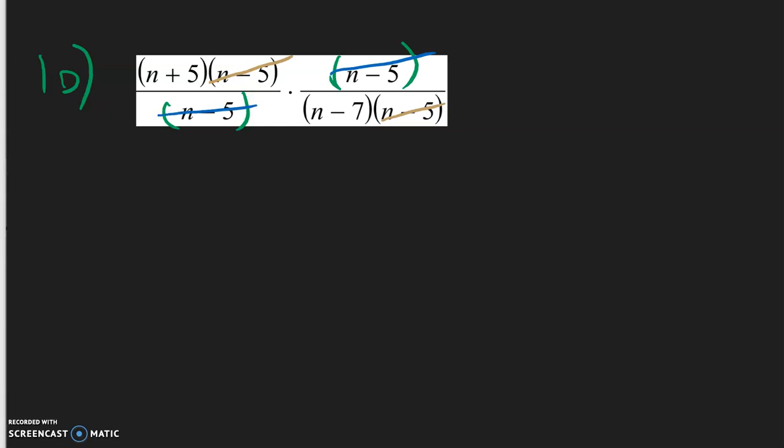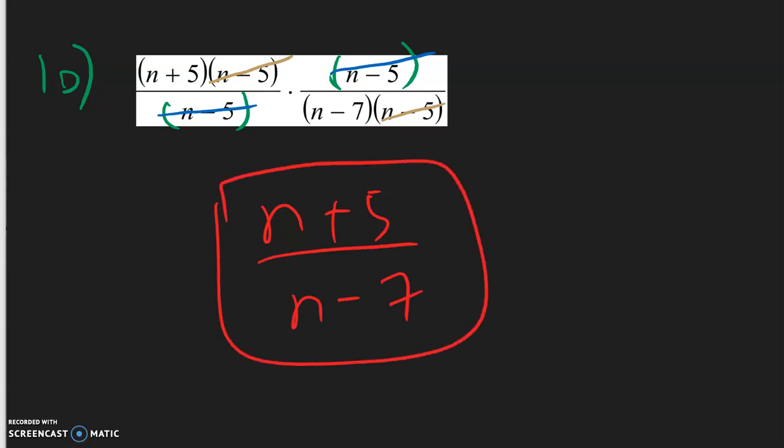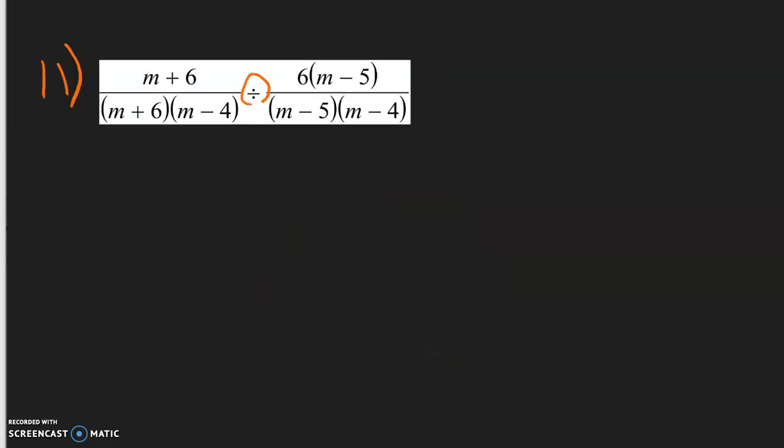So what are we left over with? We have n plus 5 on the top, n minus 7 on the bottom. And that's your answer. Number 11, we are dividing the polynomials, the rationals.